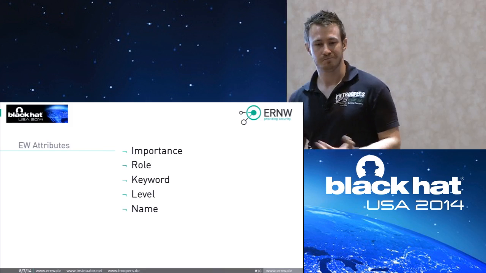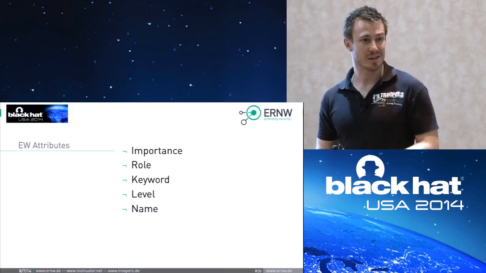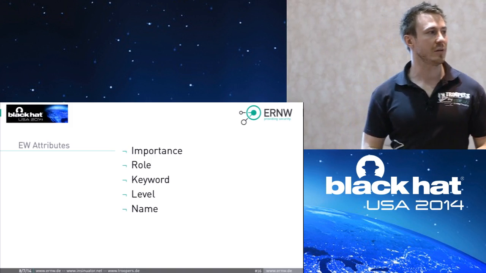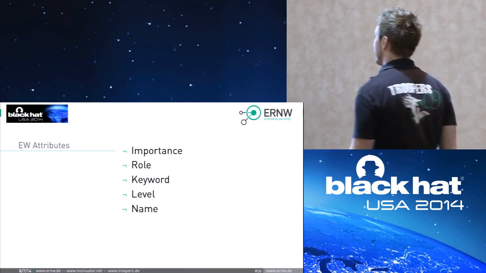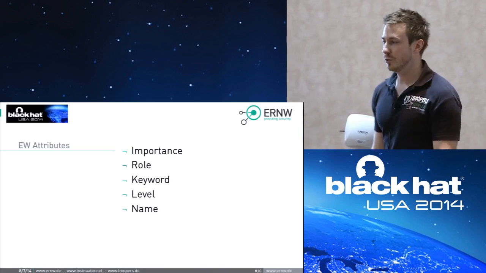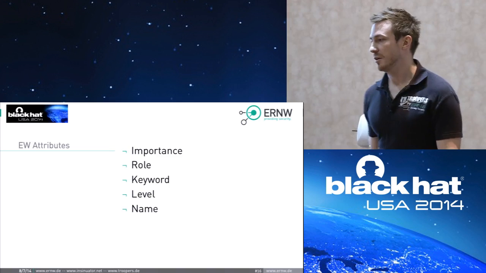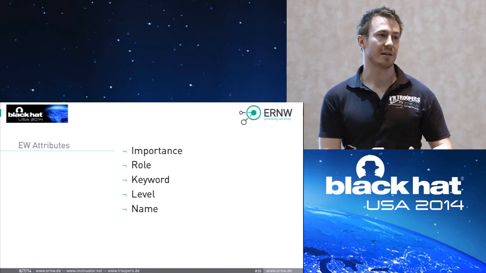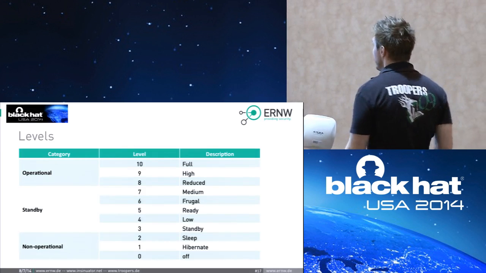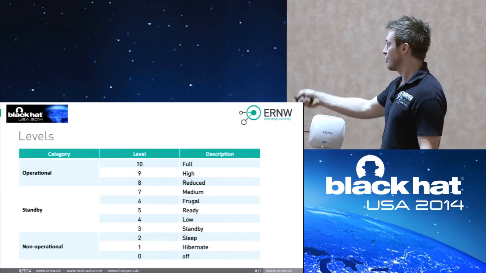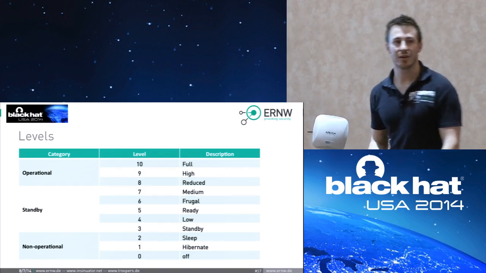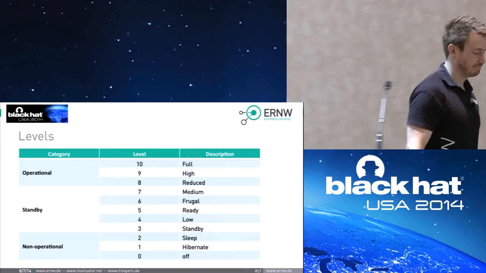Roles and keywords are somewhat similar. I did not really understand the complete difference between those, so you can basically use them in the same way to establish some kind of grouping. Then we already talked about the level, which is the energy level that you are setting to a device, and every endpoint has a name, so you can also directly address different endpoints. Different EnergyWise levels look like that. They range from 10, which is fully functional, to 0 off, and then you have sleep, hibernate, or you can put them in a power saving state, or stuff like that.